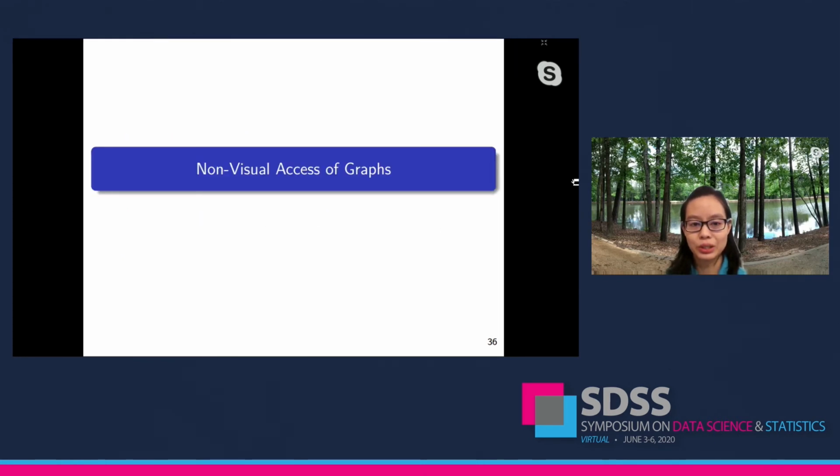So the next question will be, what about people with extremely low vision or who are totally blind? Then there is non-visual access of graphs.